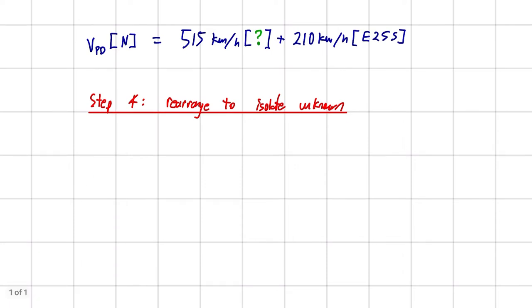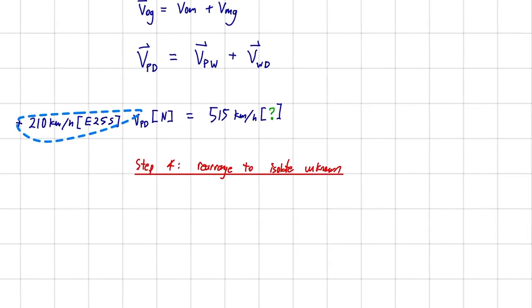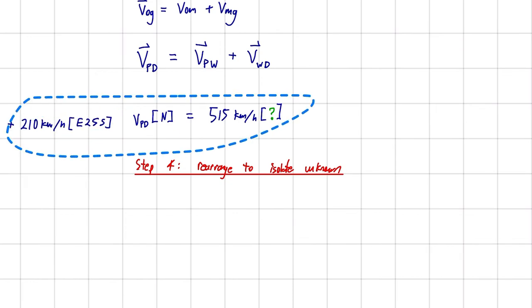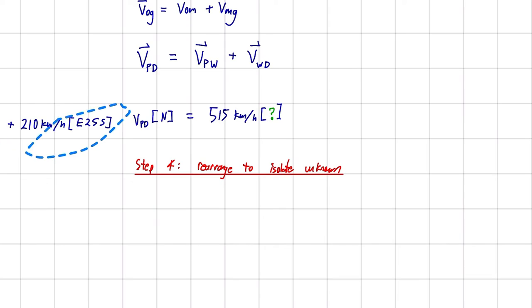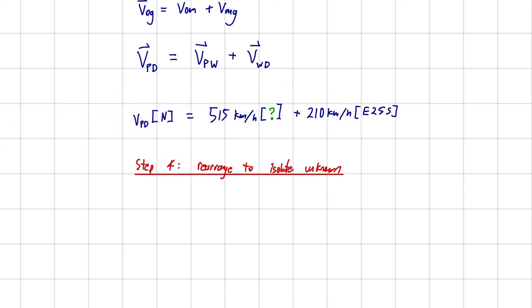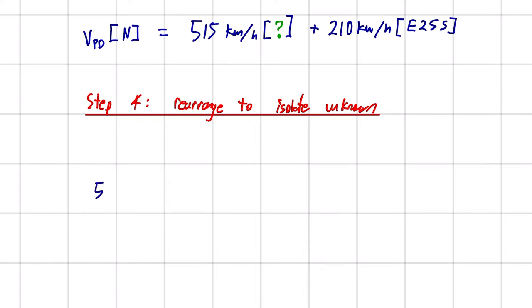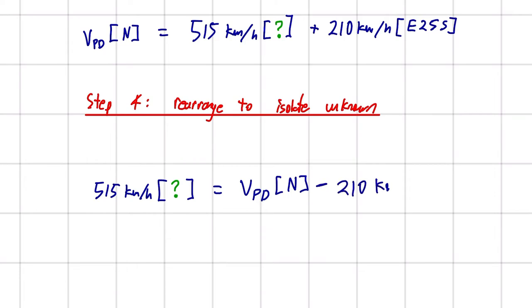So what I'm actually going to do is bring this to the other side of the equation, and then take this equation and flip it reverse. So you'll see, I'm going to do this, and hopefully you can all follow along. I'm going to write 515 kilometers per hour, some unknown direction, is equal to velocity PD, the direction north. And then remember, this is switching sides, so it's going to be a negative 210 kilometers per hour.